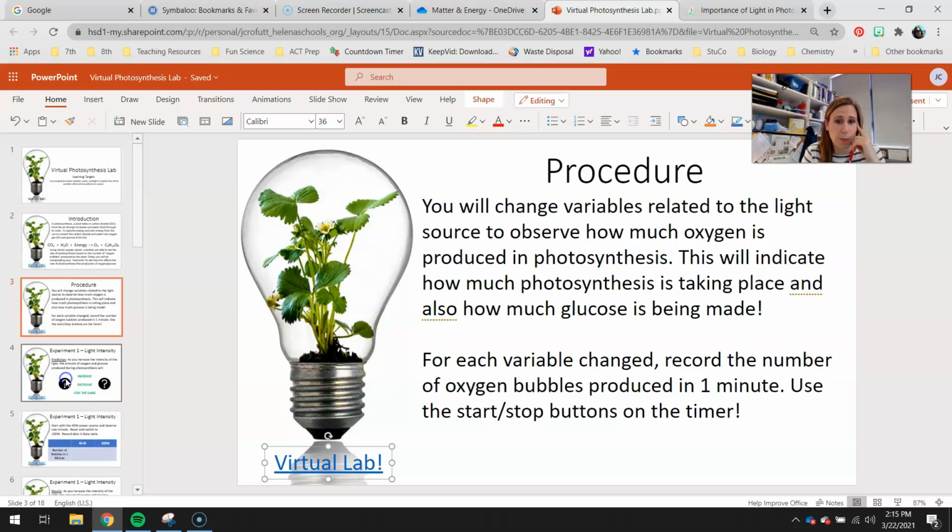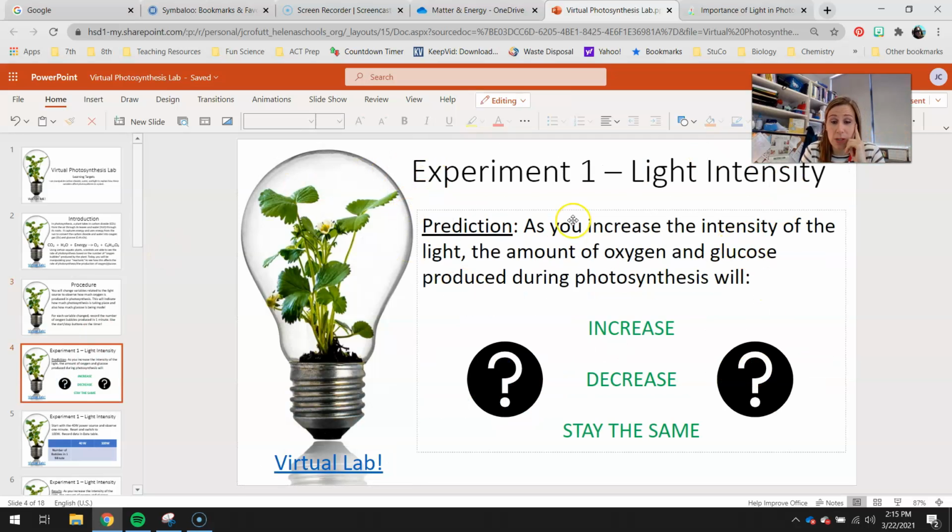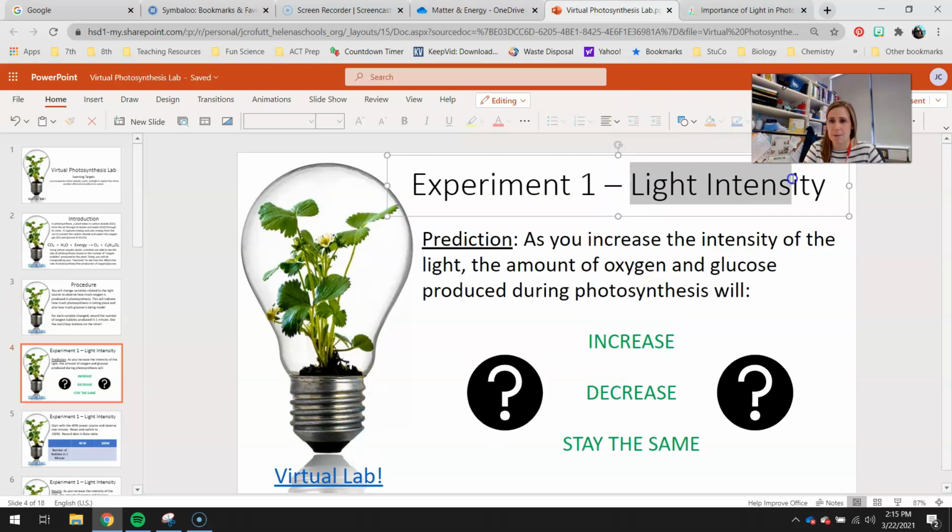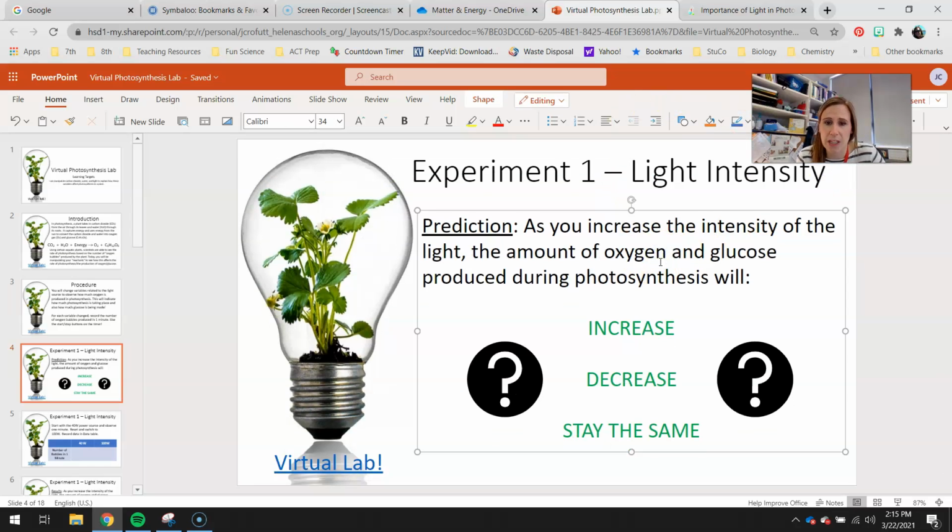For each of these 3 experiments, you will start with a prediction. Okay, so for your first experiment, we're going to be changing the light intensity. And so you need to make a prediction. As you increase the intensity of the light, at this point I would assume all of you have changed a light bulb. And you have looked at the light bulb before and you've been able to see, all right, this is a 60-watt light bulb or a 100-watt or a 120-watt light bulb. Those kinds of things, that's the intensity of the light.